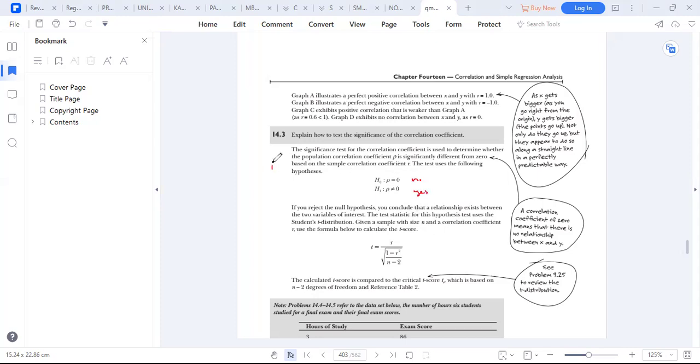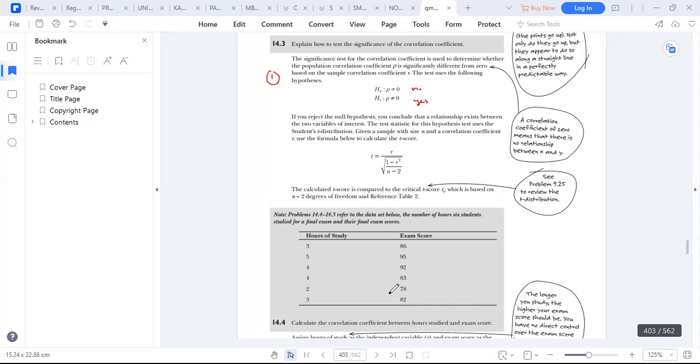So step one in doing this is identifying our null hypothesis. So our null hypothesis is rho is equal to 0, and the alternative is rho is not equal to 0. Then we calculate the value of t. So t is given by r over the square root of (1 minus r squared) over (n minus 2). And we have all these parameters if we are given.